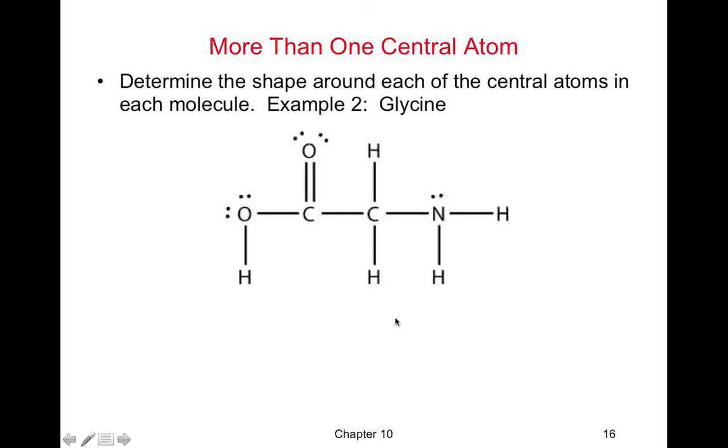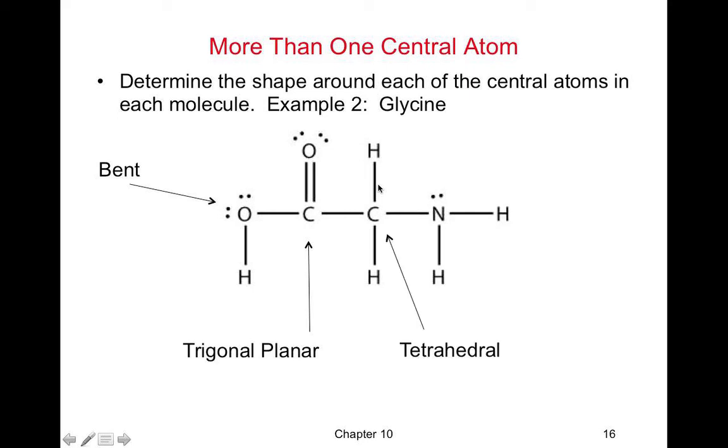All right, so this is the glycine molecule. This oxygen is a central atom because it's connected to 2 different atoms. It has 1, 2, 3, 4 electron groups, so its electron geometry is tetrahedral, but because it has 2 lone pairs, the molecular geometry is bent. This carbon atom has 1, 2, 3 bonded atoms, no lone pairs, so both the electron and molecular geometries will be trigonal planar. This carbon atom has 1, 2, 3, 4 bonded atoms, no lone pairs, so both the electron and molecular geometries will be tetrahedral.